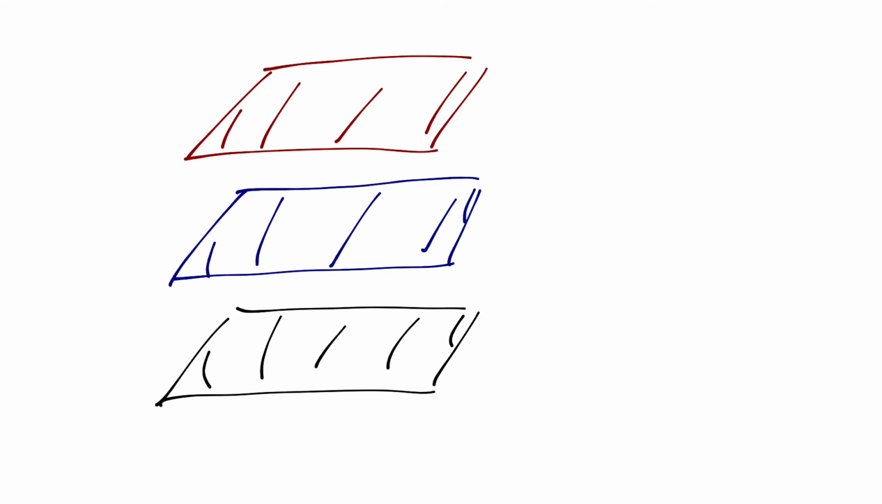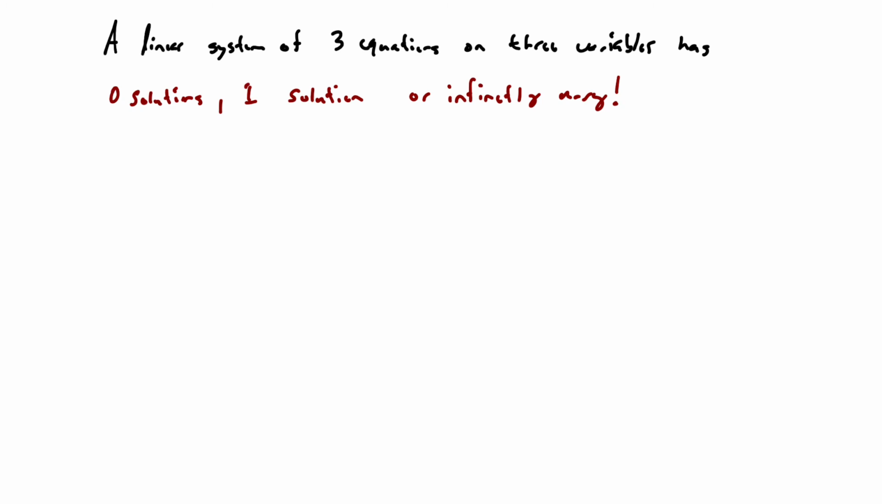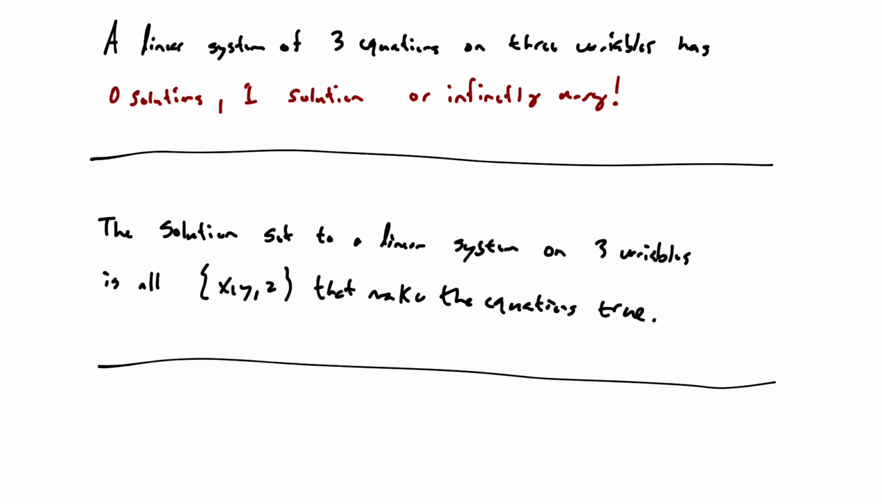Now let's go ahead and summarize everything that we just stated. A linear system of three equations has either zero solutions, one solution, or infinitely many solutions. And we're going to write this on the next page. Now, the solution set to equations of these types are going to be all ordered triples that make these equations true. Let's go ahead and compute an example where we try to decide if a given triple is a solution to a linear system.